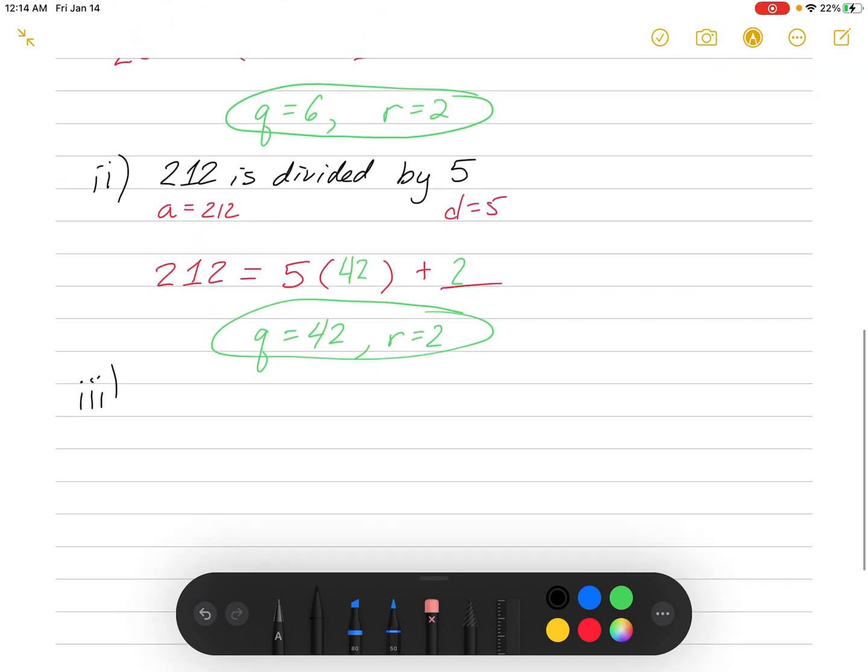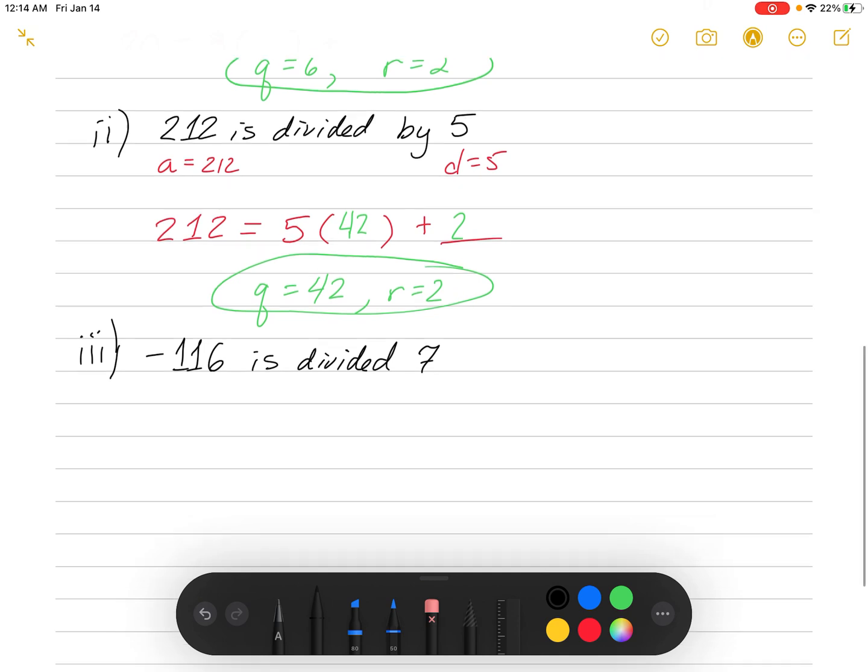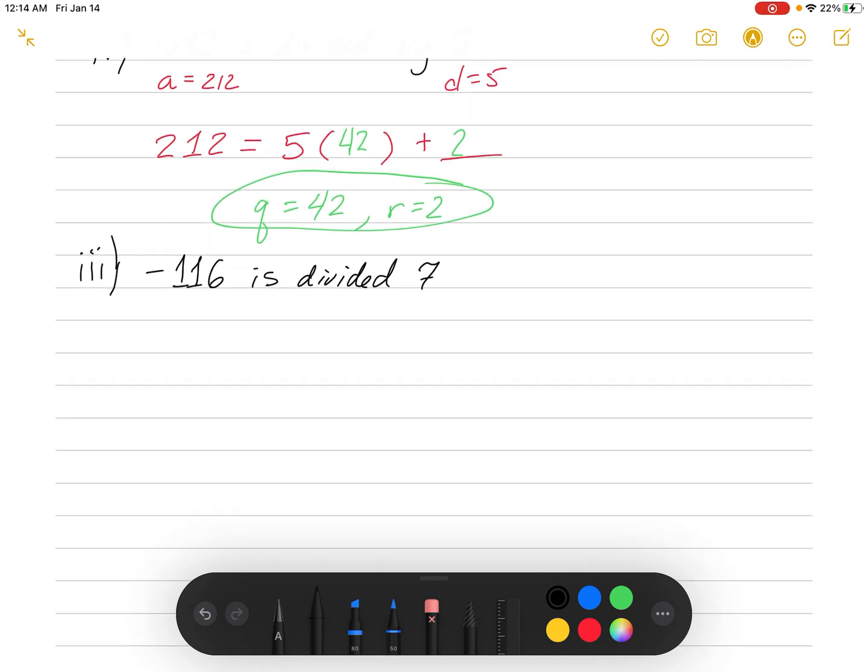Now this time we want to take a negative number. Negative 116 is going to be divided by, we're only going to divide by positive divisors, by 7. So remember how that works. You take the A, which is negative 116, equals the D, 7, times the quotient plus the remainder. So let's do that in our calculators. Negative 116 divided by 7. That's going to give you about negative 16.57.